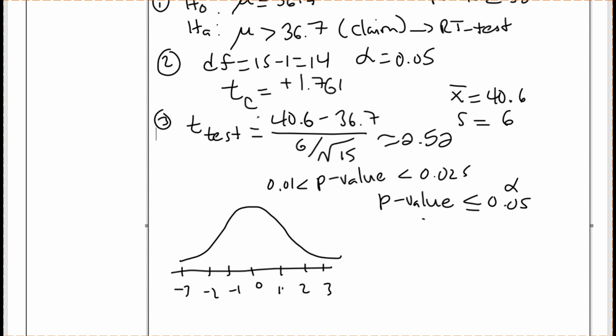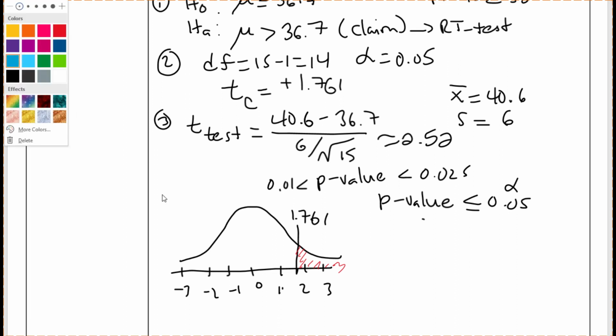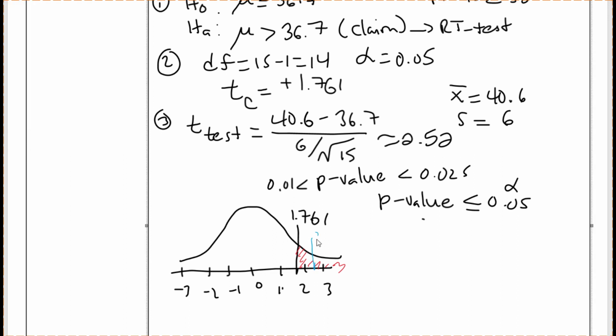All right, so then we have our critical value of 1.761, so it's over here. Go ahead and shade our rejection region. It is a right-tailed test. We're going to go ahead and label our t-test, which is 2.52, which is straight in the rejection region, so that means we reject. So step 4, we reject.